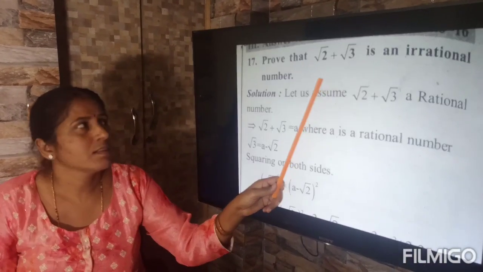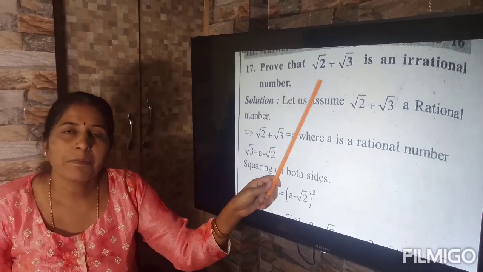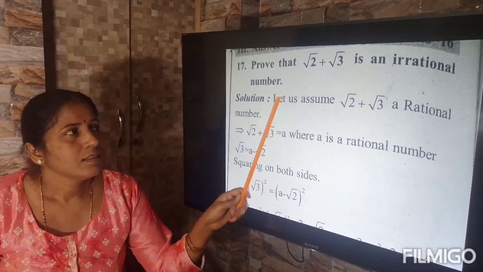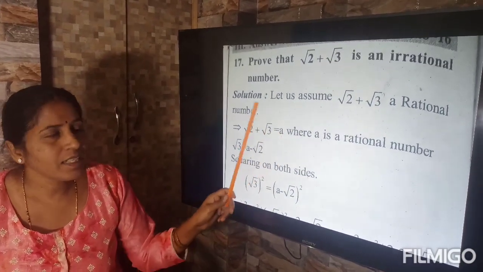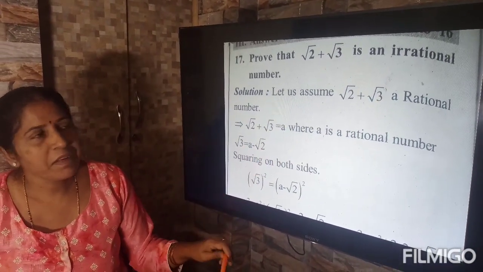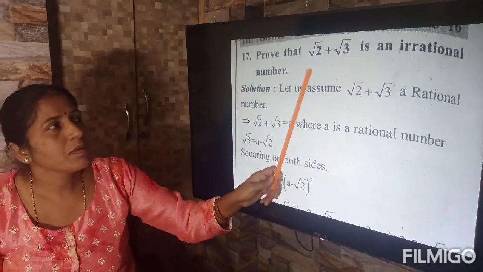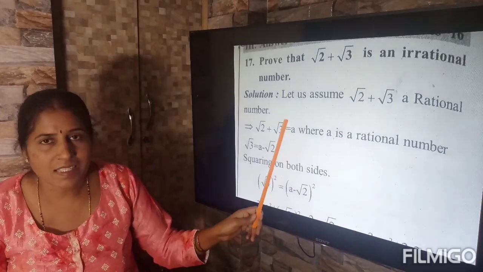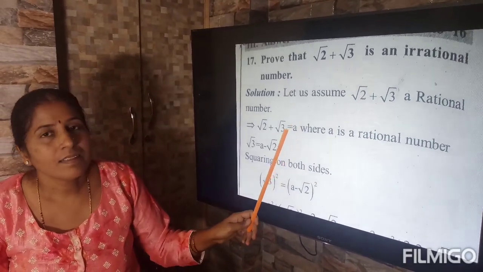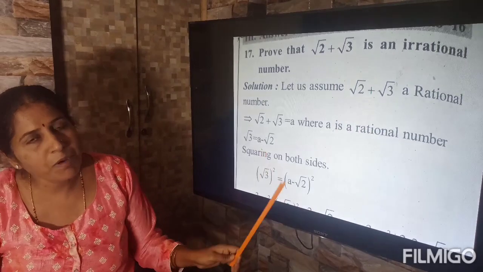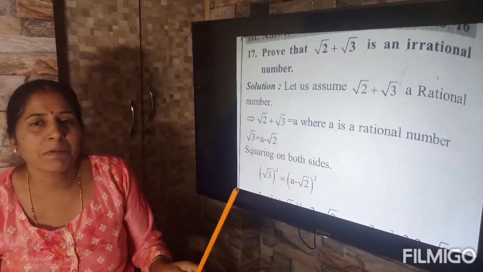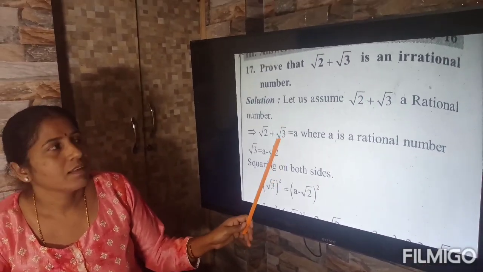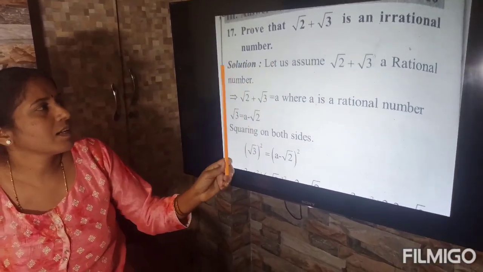two roots are given. Prove that root 2 plus root 3 is an irrational number. Here I did it in a simple way. In the previous sum also we did 2 roots, no? But if we take a rational number in the fraction form p by q, it will become a little lengthy. I took here only a. See here, we'll start, you can understand.